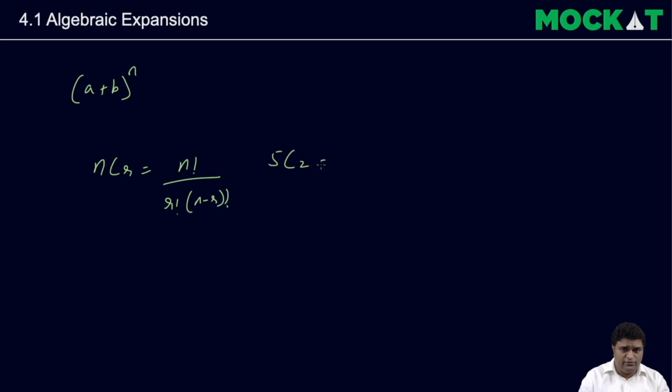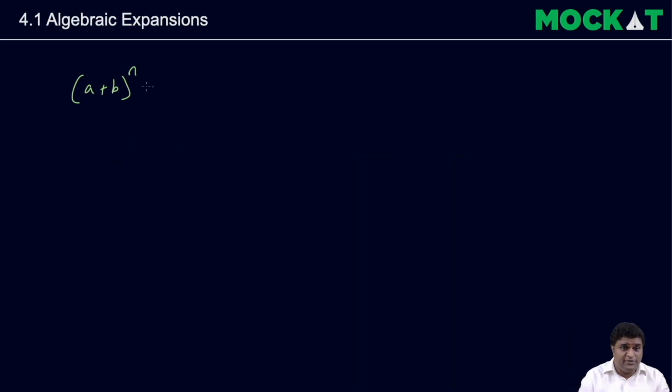So 5C2, for instance, is going to be 5 factorial divided by 2 factorial, that is r factorial, into (5 minus 2), n minus r, which is 3 factorial. On simplification, 5 factorial by 3 factorial is 5 into 4 into 3 factorial. We discussed this earlier. The 3 factorial gets cancelled. 5 into 4 is 20, 20 by 2 is 10. So 10 is the answer here.